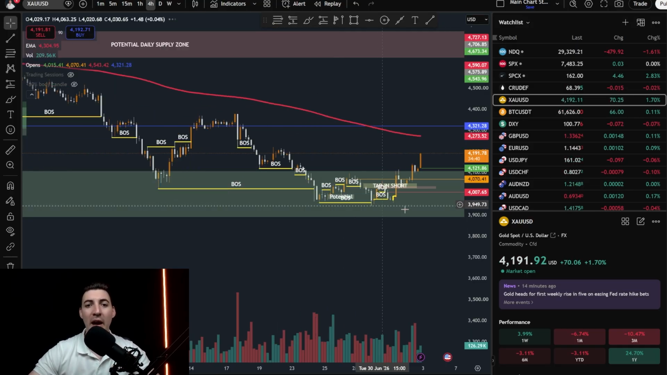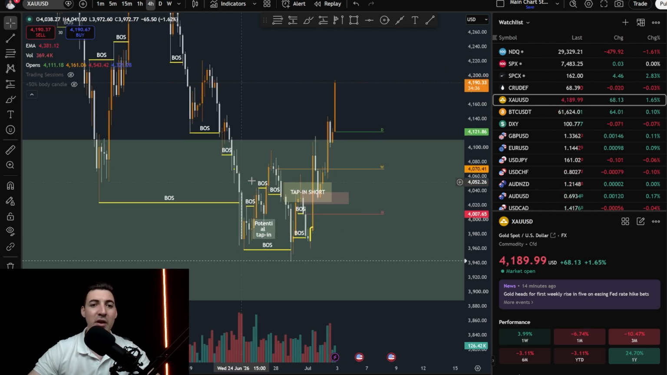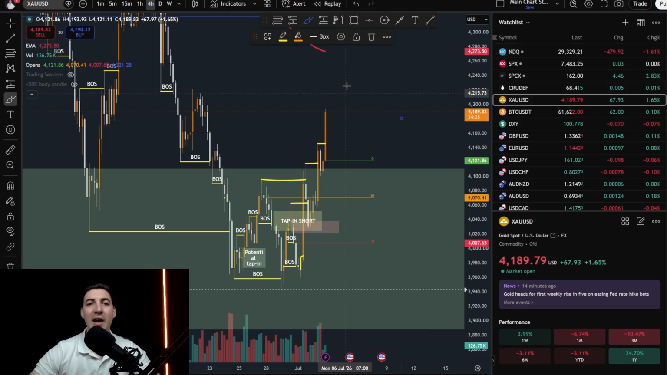And because of that, and also what we can see are numerous breaks of structure into the upside. I haven't mapped it all out, but numerous breaks of structure into the upside. You can see a beautiful break of structure here, beautiful change of character here, beautiful another break of structure here, another break of structure here. It's just telling us that this is going to continue upward.